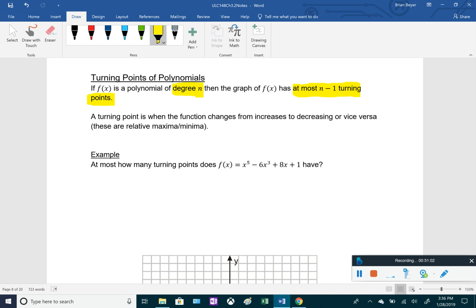So for example, let's say at most, how many turning points does f of x equals x to the 5th minus 6x cubed plus 8x plus 1 have? So this is a degree 5 polynomial, right? Degree 5. So what this means is this has at most 5 minus 1, so it has at most 4 turning points for this graph.